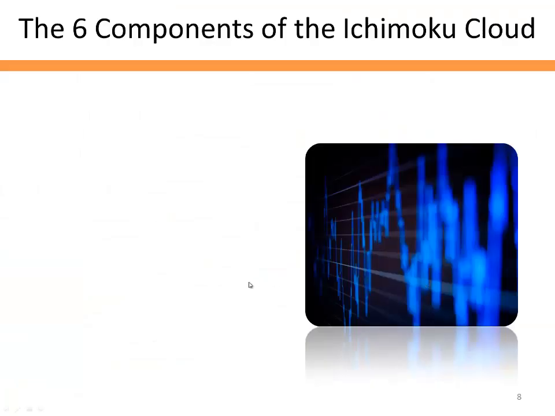Okay, let's talk about the 6 components. We kind of touched on them. Let's talk about them a little bit more in depth, okay? Number 1, Tenkan-sen, which is the 9-period moving average, which is the high and the low over the last 9 periods divided by 2, okay? This gives you your short-term moving average.